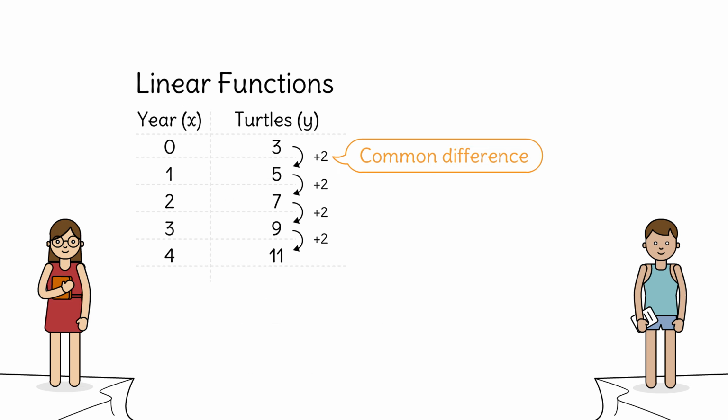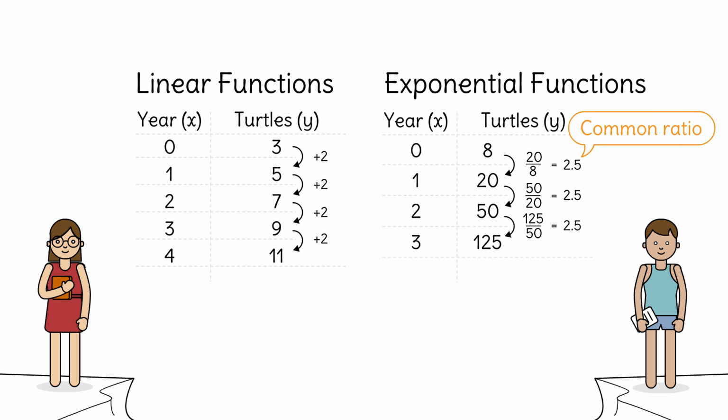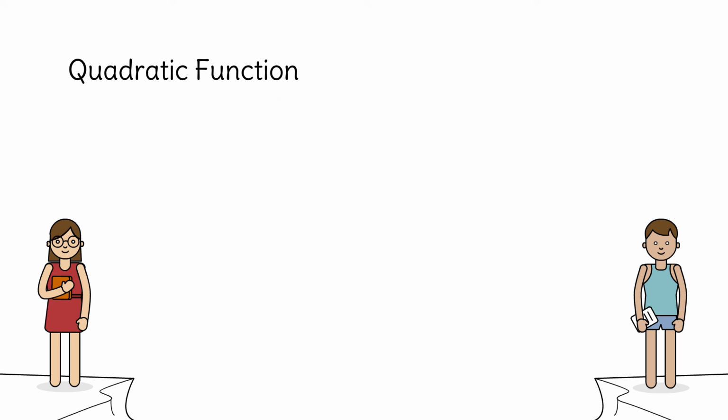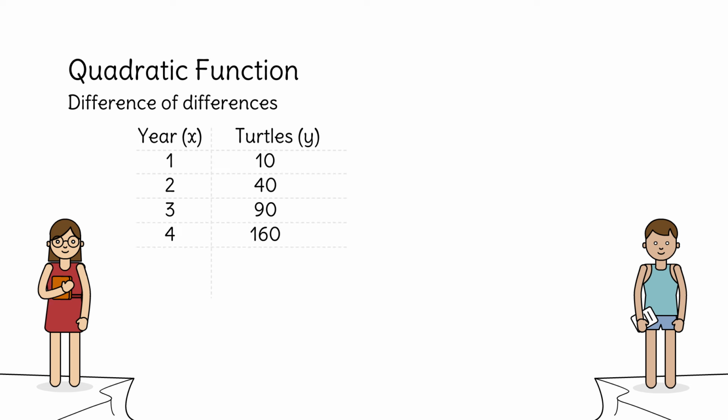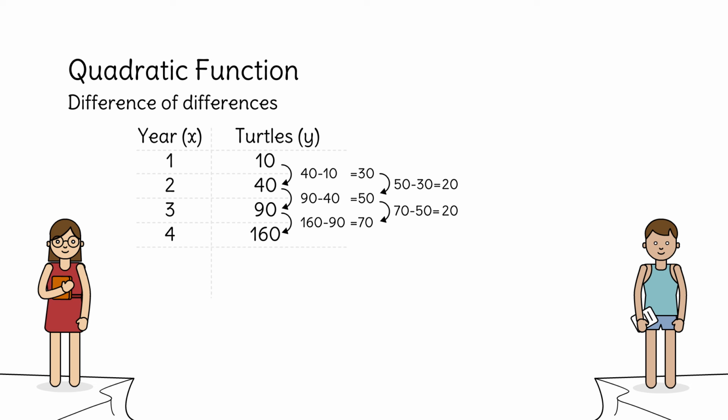We have common difference to detect linear functions, and common ratios to detect exponentials, but what about quadratics? One trick is to use the difference of differences. Find the difference from one value to the next, and then find the difference between those differences. If the differences of the differences are constant, then we've got a quadratic. Sam confirmed it. Remember, if the differences of the differences are a constant, you've got a quadratic model.